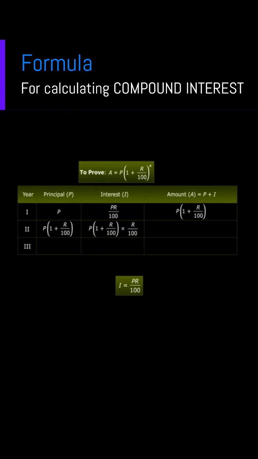Lastly, what would be the amount for the second year? For this, I have to add this principal and this interest. So I do that. I now take P into (1 plus R by 100) common. So what I'm left with is this. And now I combine these two terms. So my amount becomes P into (1 plus R by 100) whole square.